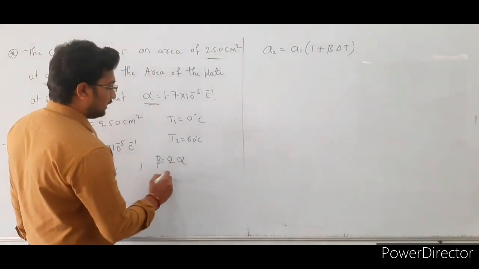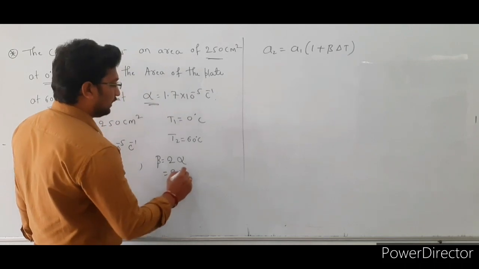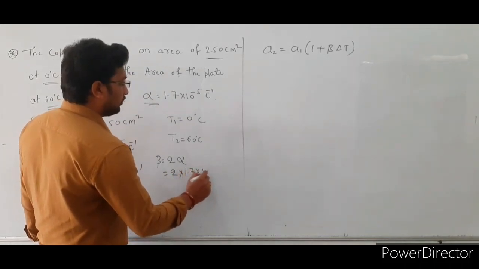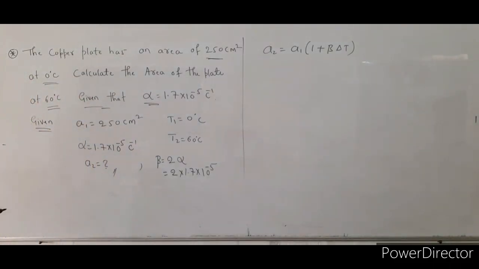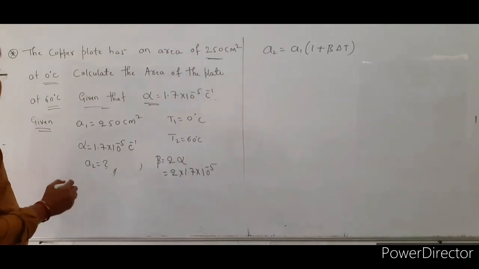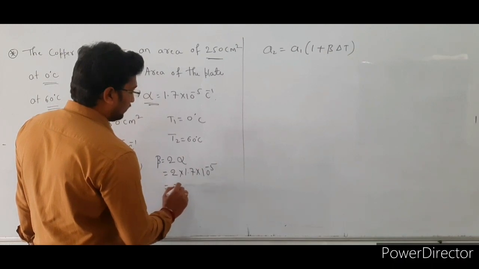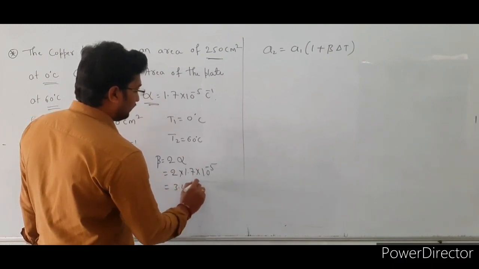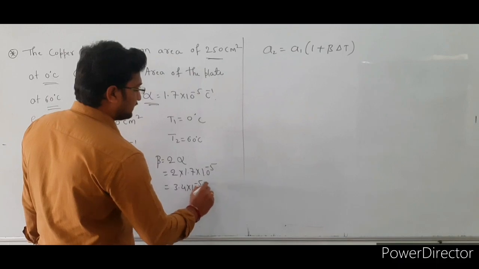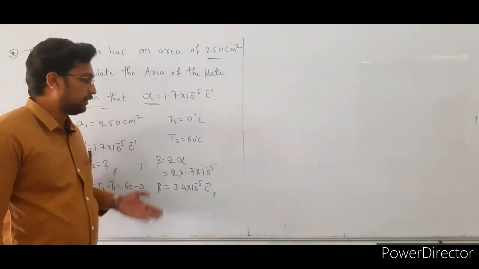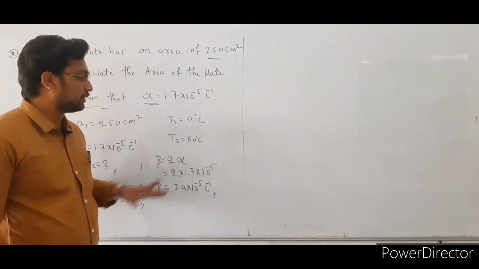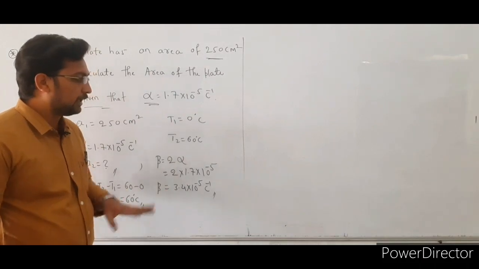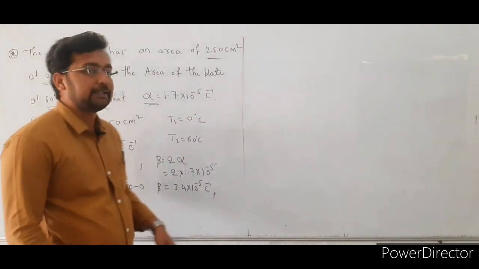So substitute the value here, that is 2 into the alpha value 1.7 into 10 to the power of minus 5. Here beta is equal to 2 alpha, 2 into 1.7 into 10 to the power of minus 5. This is equal to 3.4 into 10 to the power of minus 5 per degree Celsius. So here we find the beta value with the help of the alpha value: beta is equal to 2 times alpha, substitute the alpha value, then we get beta is equal to 3.4 into 10 to the power of minus 5 per degree Celsius.